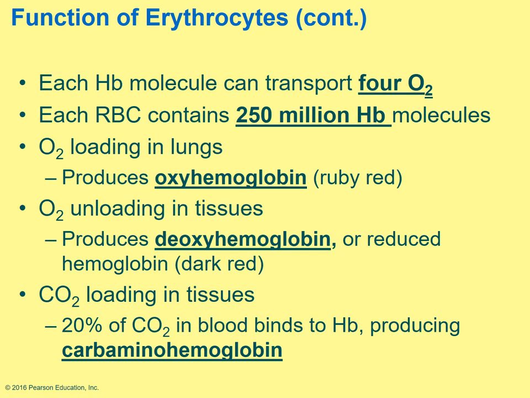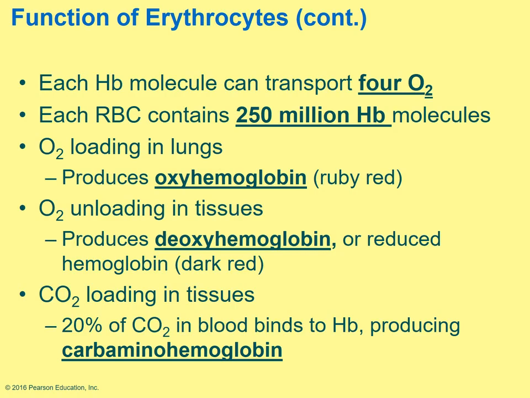You also at the same time have carbon dioxide loading in the tissues. So not all of the carbon dioxide, but about 20% of it, when the oxygen is unloaded, the carbon dioxide loads, producing the carbaminohemoglobin. Carbon dioxide is a waste product that is produced during metabolism in the cell. And so an excess amount of CO2, carbon dioxide, can actually be fatal. And so it's a waste product, you must get rid of it.